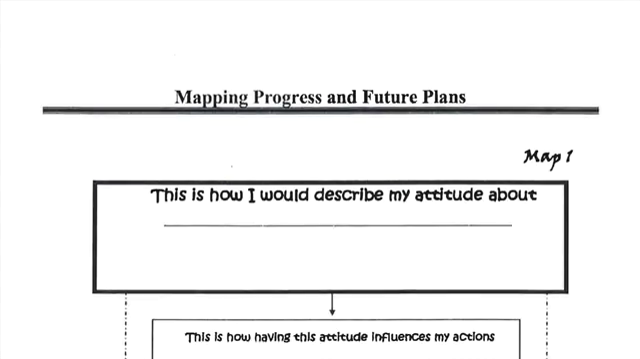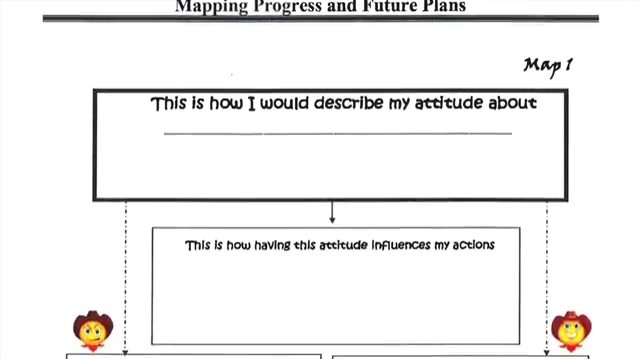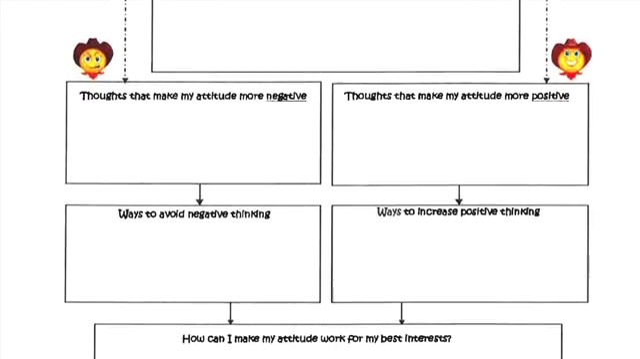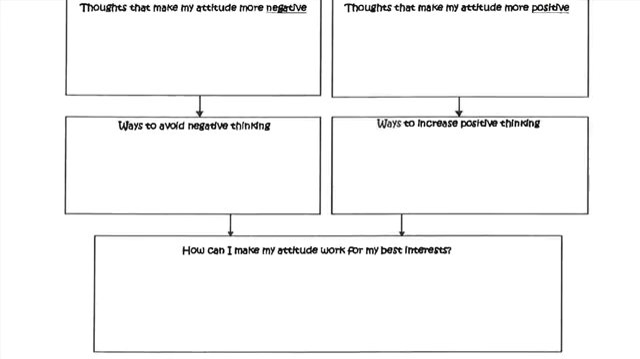Let's pause here and look at the handout, Mapping Progress and Future Plans. This worksheet will help you apply the information you're learning here to your own personal experiences. Your facilitator will provide 1 or 2 examples from their own professional or personal experience to help you along.